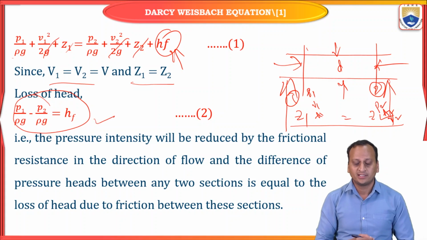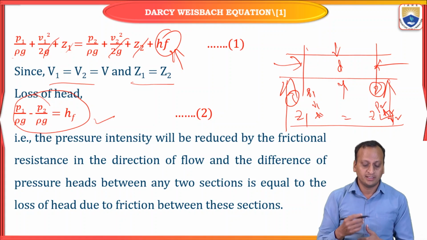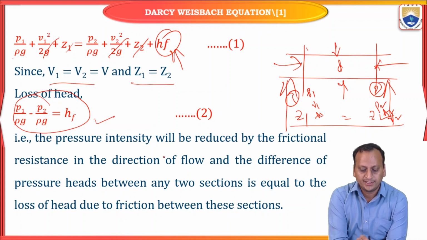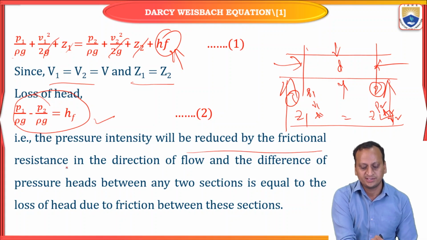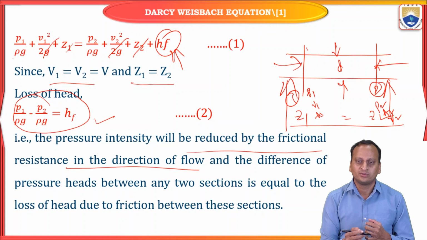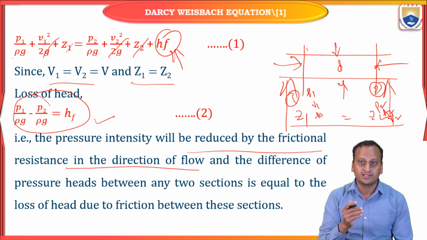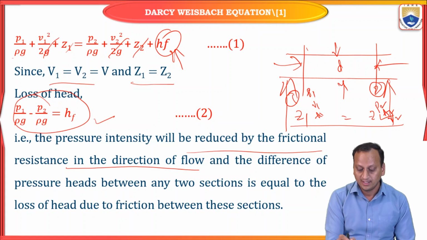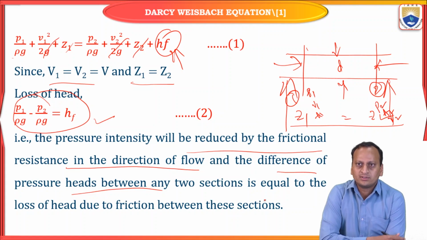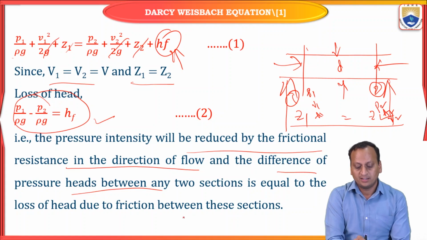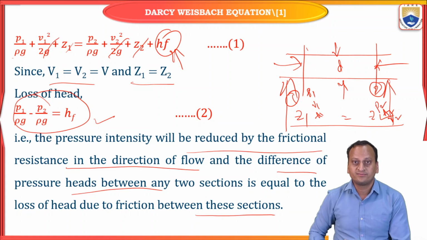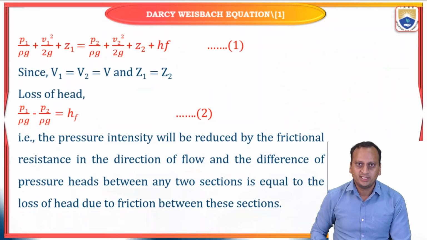Further, in further consideration, it can be reframed and otherwise derived in this way. The pressure intensity will be reduced by the frictional resistance in the direction of flow. So always in the direction of flow, the frictional resistance will be occurring. As the length is increasing, the frictional drop is also going to increase proportionately. And the difference of pressure heads between two sections is equal to the loss of head due to friction between these sections. So we can define hf is equal to P1 by rho g minus P2 by rho g.